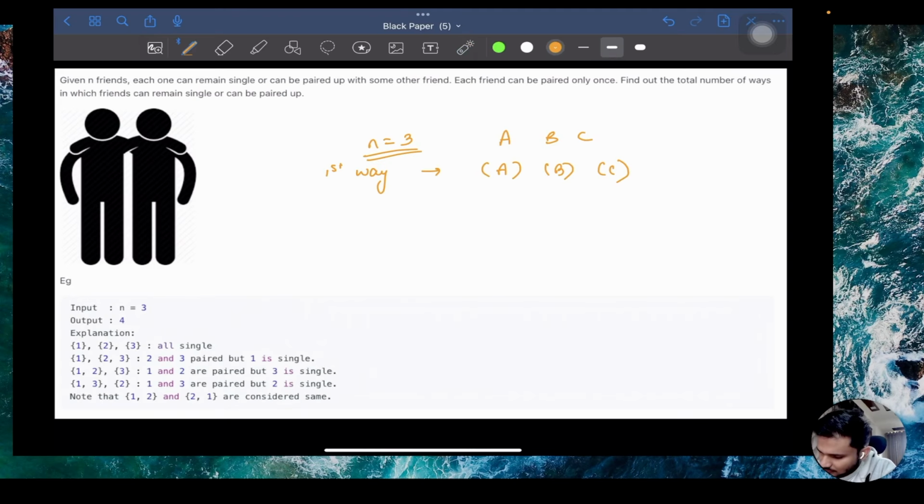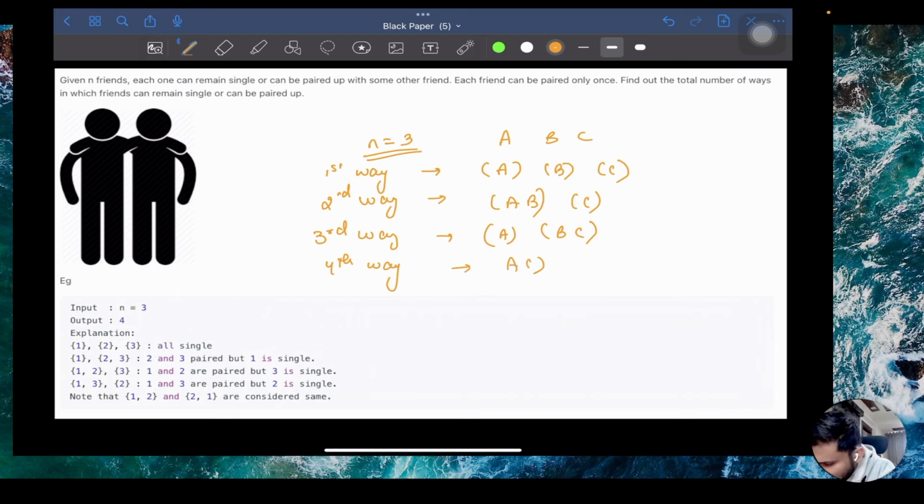One way. The second way can be AB pairs up, C remains alone. The third way will be A remains alone, BC pairs up. And the fourth way will be AC pairs up and B remains alone. Can I say that these are the only ways in which you can either make pairs or keep them single, right? So in total there are 4 ways. So the answer is 4, right?